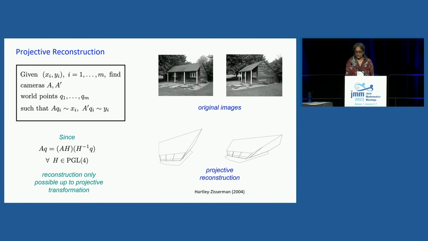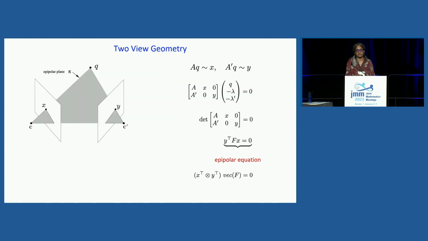So here's a picture just to illustrate what this looks like. So here are 2 original images that you see on the top. And then below, you see 2 projective reconstructions of these 2 houses. So you see the projective transformation acting. And these pictures are from the classic book on this subject in computer vision by Hartley and Zisserman. And I'll put up the reference at the end. Okay, so we are looking for projective reconstructions, or in other words, that's the only thing that's actually possible.